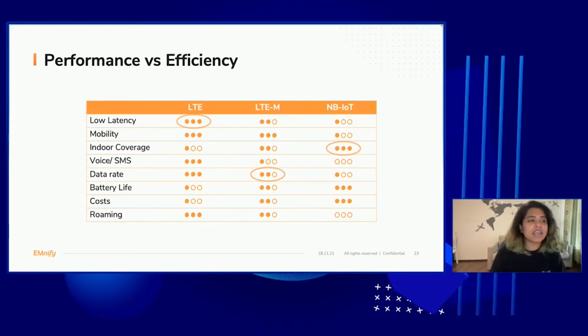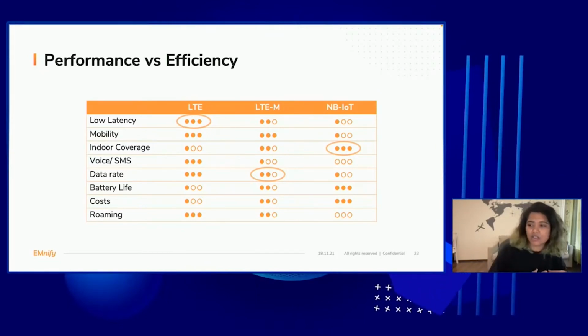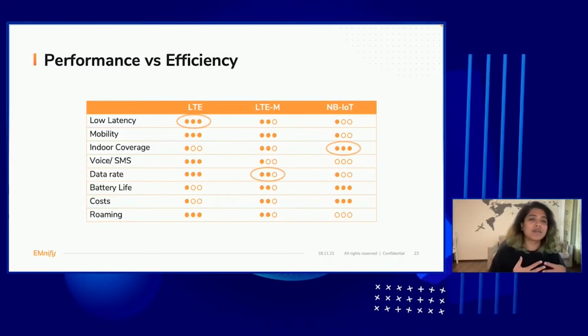I wouldn't say either of them is better than the other, or that this is the worst for this and this is the best for this. I would say they're made for specific reasons. So for example, if roaming was very important in your use case, LTE networks have amazing roaming handoffs, soft handoffs, hard handoffs. So if you have a use case where your devices are going to be roaming and there needs to be a seamless network handover, you would go for LTE.